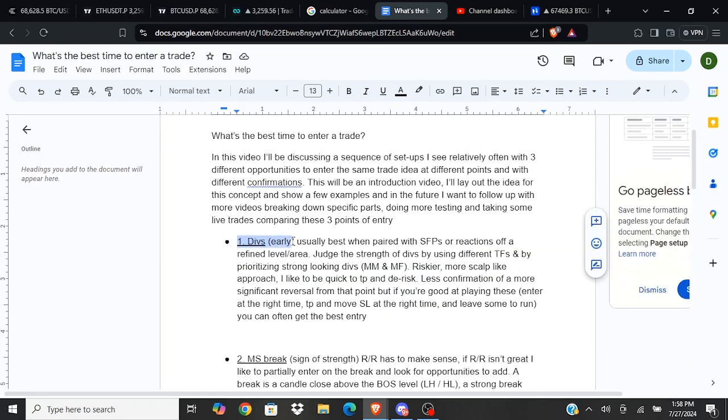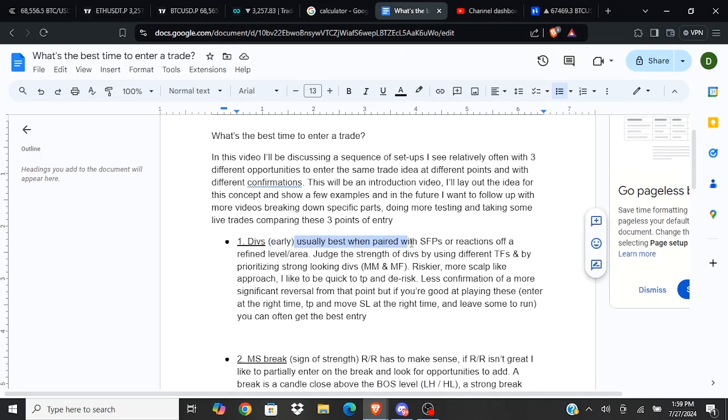The first thing that you usually see prior to a reversal is divergences. Now, you don't always see divergences prior to a market structure break, but more times than not, you will. At least if you're using Market Cipher, that's what I've found. And I do view this as the early way to enter on a potential reversal.